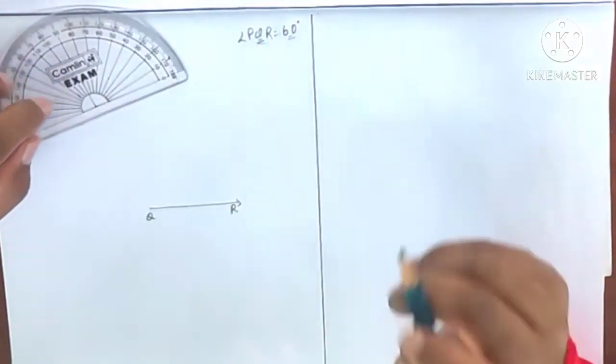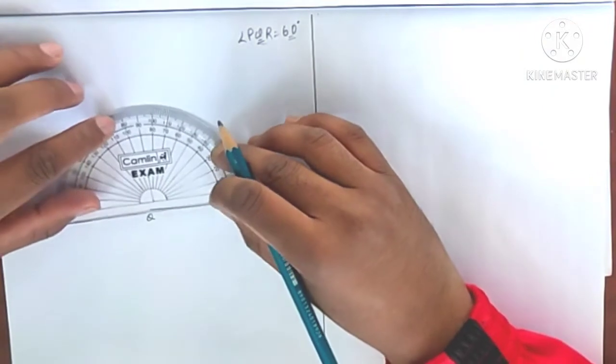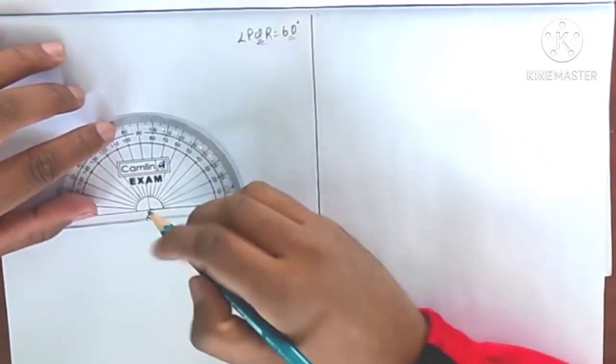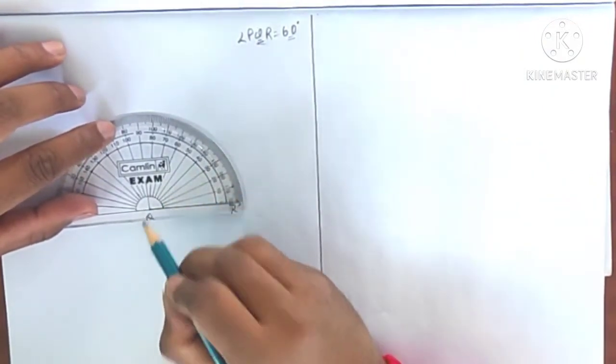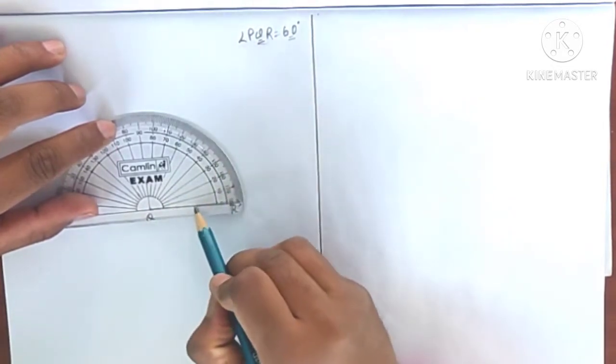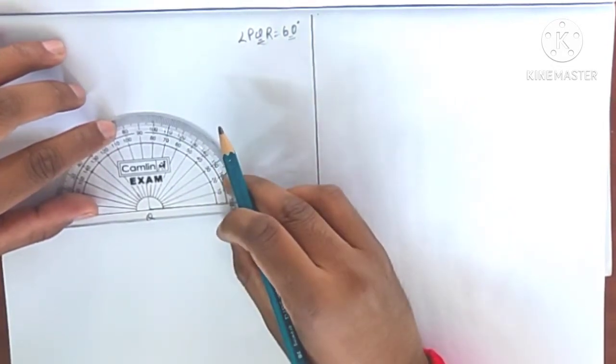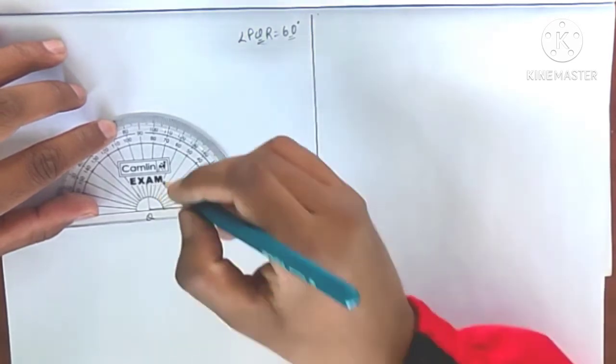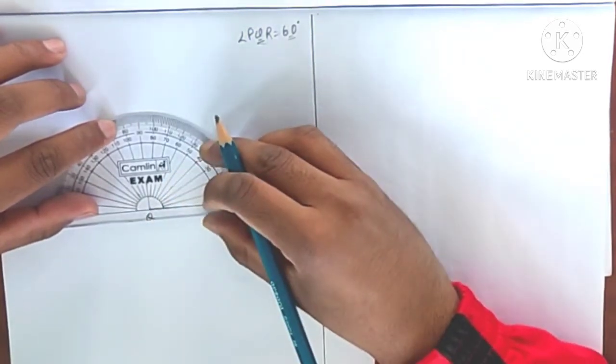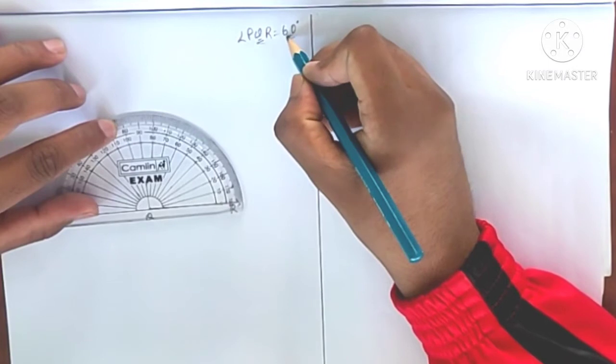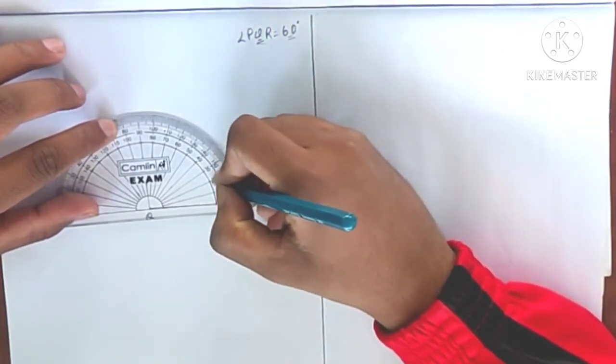So for getting PQ, what will we do? We will place the center at the vertex. You see, this was the center and I have put it on the vertex. I have matched the baseline QR here, and after that we will find how many degrees it was. It was 60 degrees. So find the 60 degrees on the inner line.